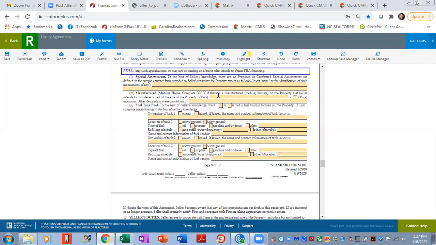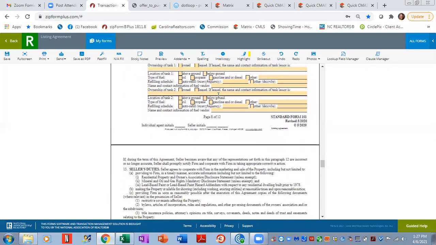And as you mentioned earlier about the fuel tanks being items that are not owned, here is where you describe where they are, if they're underground, if they're above ground, if it's oil, if it's propane, whatever's in those tanks. This is where you would let them know.